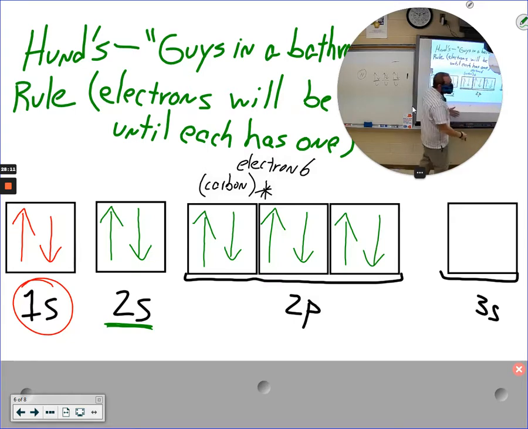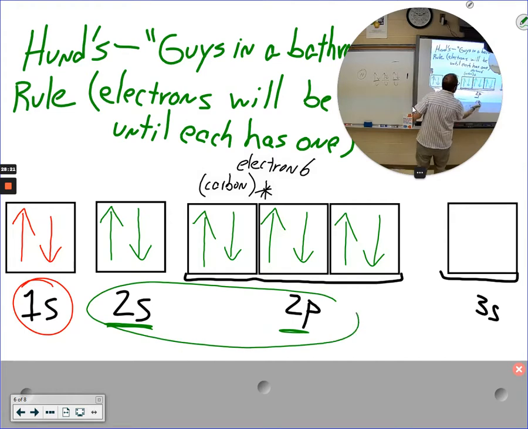Neon, number 10. Well, what happens after you hit number 10? Then you go up to the next highest energy level, because this energy level 2 is completely full. So let me ask you this. How many electrons can fit in that first energy level total? 2. How many electrons total can fit in the second energy level? 8. The whole energy level includes both of these bathrooms here.